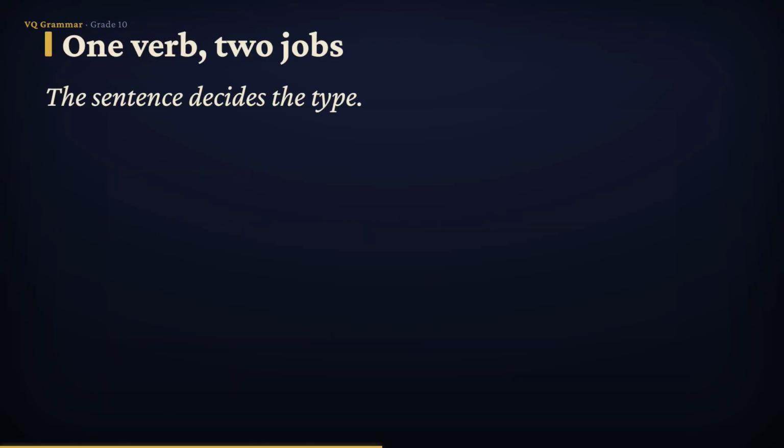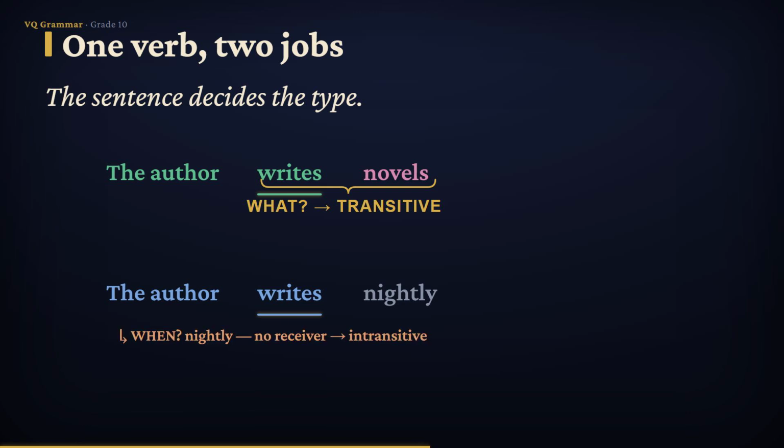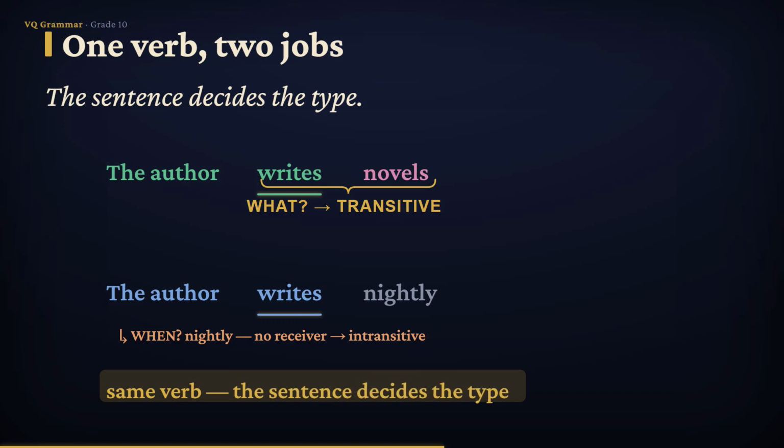Here's the twist that trips people up. The very same verb can be transitive in one sentence and intransitive in another. Take the verb write. In the first sentence, the author writes novels. Write what? Novels. There's the receiver, so here writes is transitive. But in the second sentence, the author writes nightly. Write what? Nothing. Nightly only tells us when she writes, so this time writes is intransitive. Same verb, two different jobs. The sentence around it decides which one it is.